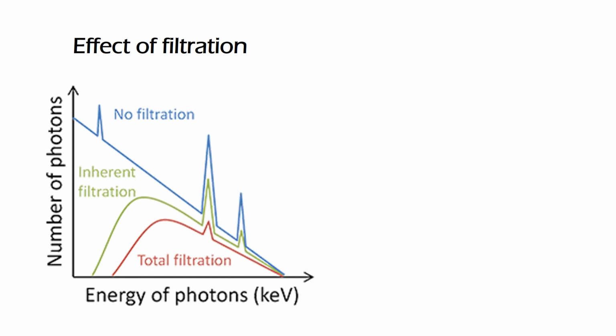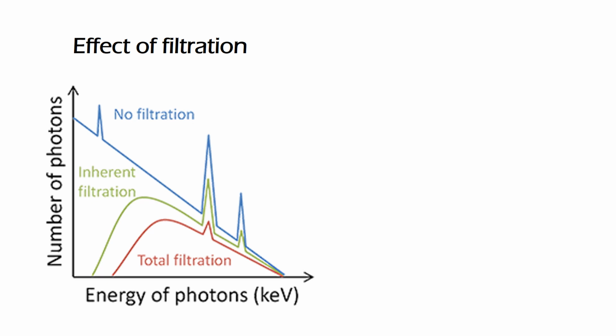Let us now examine the effects of filtration on the X-ray spectrum by means of an illustration. The blue graph represents the unfiltered spectrum. The green graph represents the spectrum after inherent filtration. And the red graph represents the spectrum after added filtration.